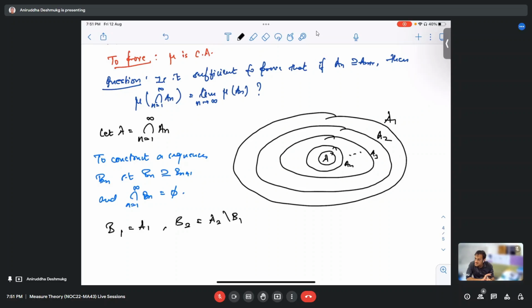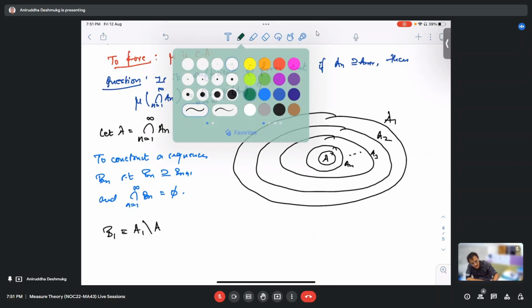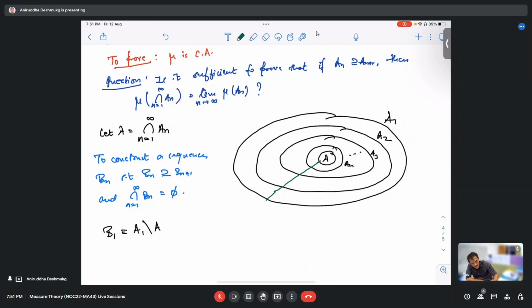No, sir. It is empty, right? So, ultimately what we want is that the intersection should be empty. So let us do one thing. Let us define B1 as A1 difference A. That means I am collecting all of this, from here to everything outside. This is my B1.